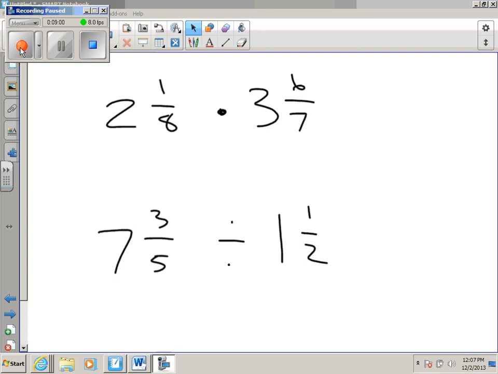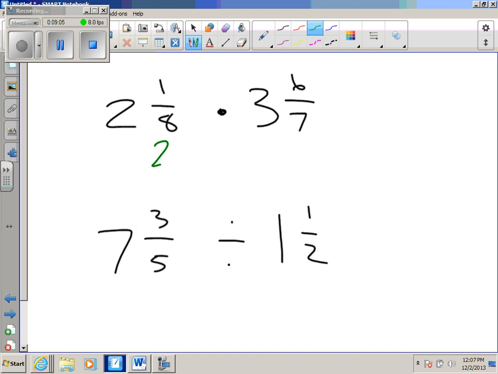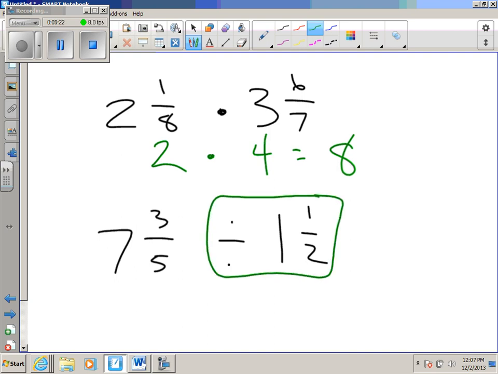Try those two. 2 1/8 rounds to 2. 3 6/7 rounds to 4, so 2 times 4. 7 3/5 divided by 1 1/2. I would usually recommend that we round that one first. Round what you're dividing by first, just in case. So this should be, because it's half, 2.